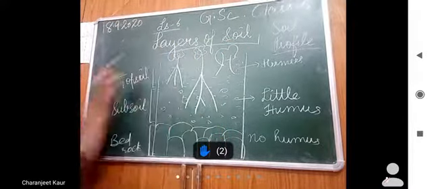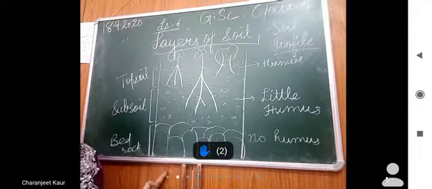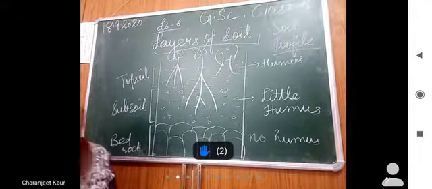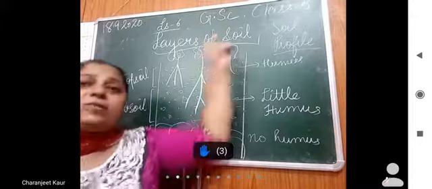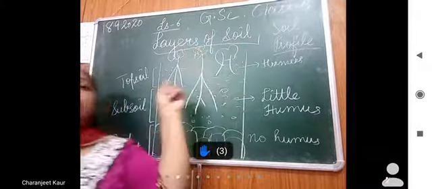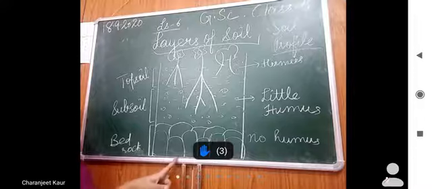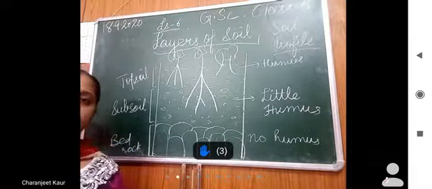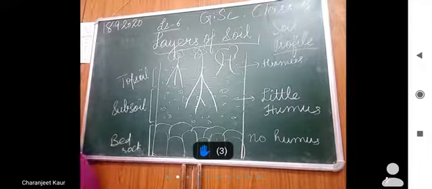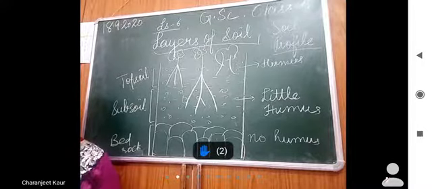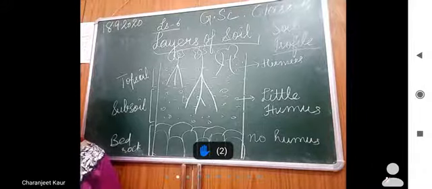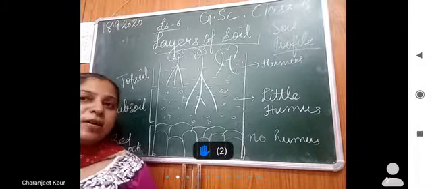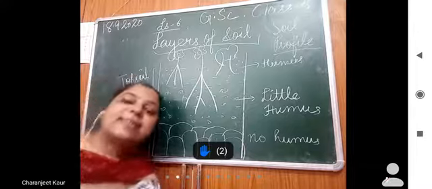These 3 layers of soil are known as soil profile. What do we call it? Soil profile. Soil is made of 3 layers: bedrock, subsoil and topsoil. Is that clear to all? I hope the difference between constituents of soil and layers of soil is clear to all.